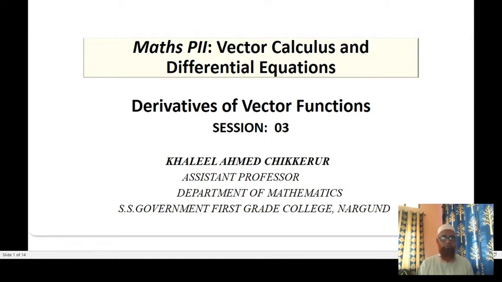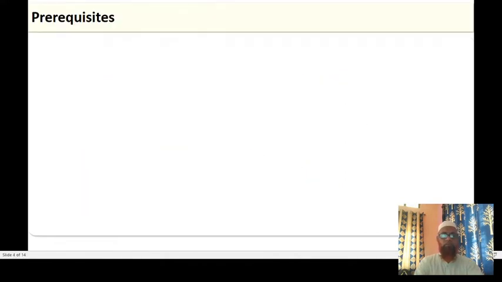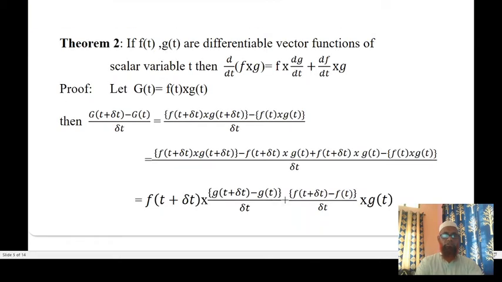Maths Paper 2, Vector Calculus and Differential Equation. In this session, we discuss derivatives of vector functions. In earlier classes, we have studied the derivative of a vector point function: d by dt of f of t plus or minus g of t is equal to d by dt of f of t plus or minus d by dt of g of t.